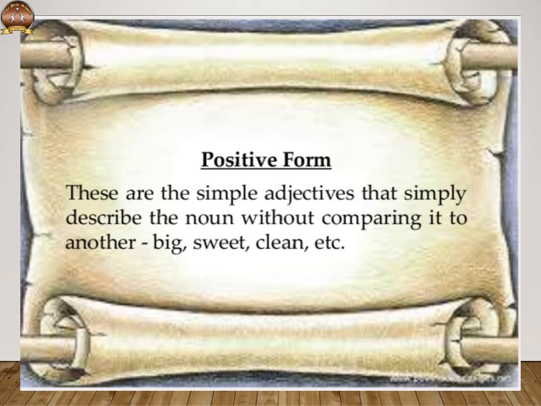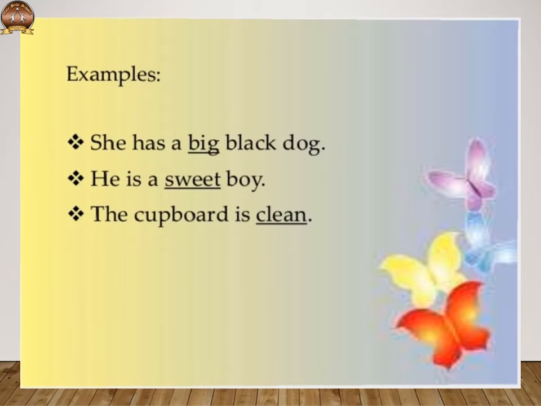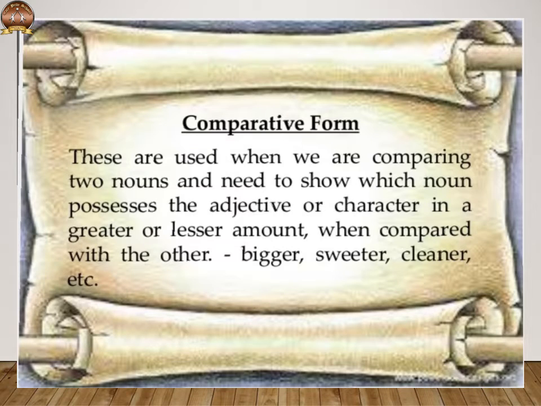Now, what is positive? The simple adjectives that simply describe the noun without comparing it are called positive. So all adjectives, when they are in their root form, the main form, are in positive form. Examples: she has a big black dog. See, no comparison. He's a sweet boy. No comparison. The cupboard is clean. No comparison happening.